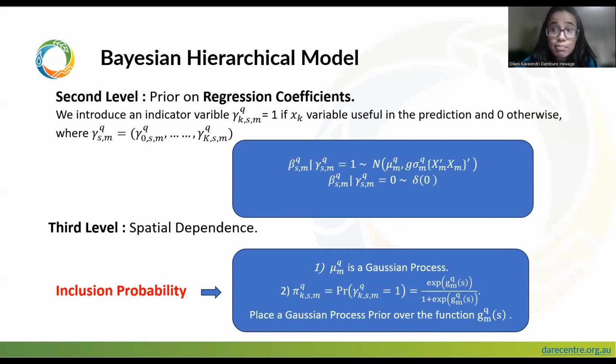To induce spatial dependence at the third level, we use two ways. First is putting a Gaussian process prior on the mean function, mu_QM, and second is putting a prior on the probability of inclusion, that is, where the indicator variable is 1, as a logistic regression function. That function depends on geographical location, and we put a Gaussian process prior over this function. So that is the novelty of my research.